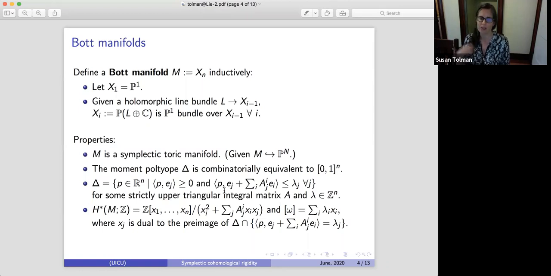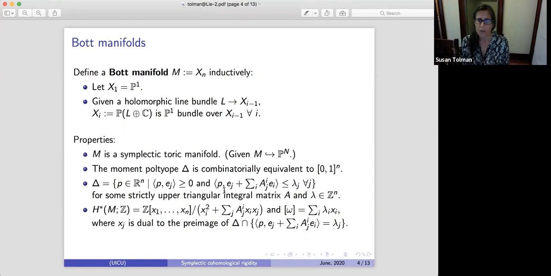So what you're going to have is a P1 bundle over P1 bundle over P1 bundle, and so on. These are also symplectic toric manifolds, and the action is basically the same. You just do it in stages. And the moment polytope delta is always going to be combinatorially equivalent to the hypercube. So what this means is that you'll have 2 to the n facets, and they come in pairs, opposite pairs that don't intersect, but otherwise every combination of faces intersects.